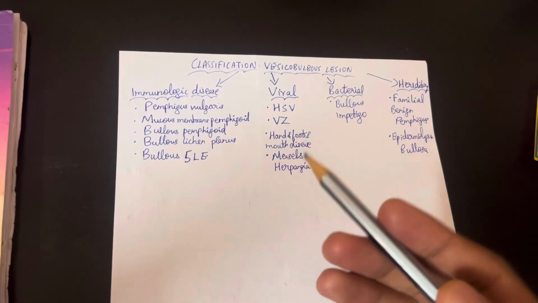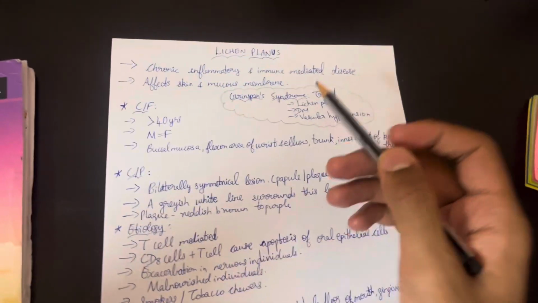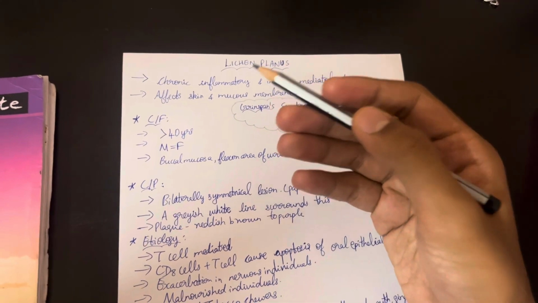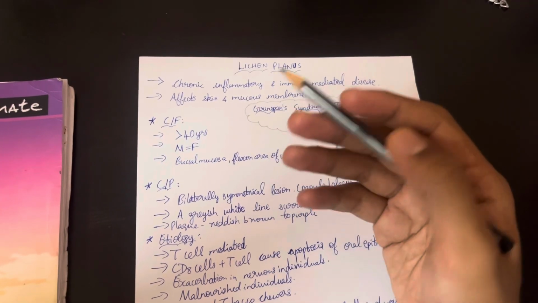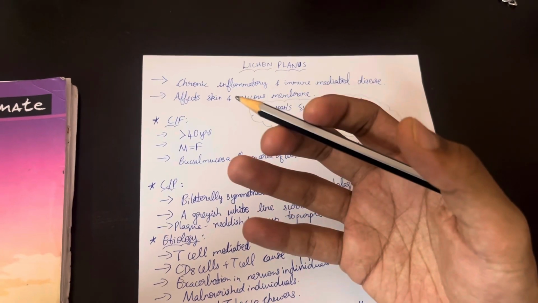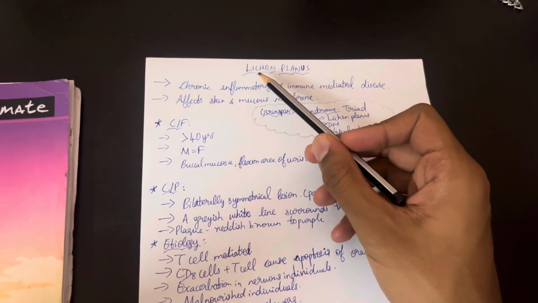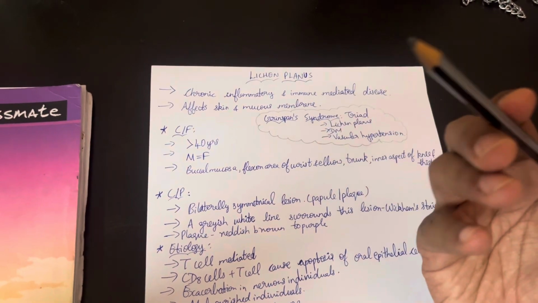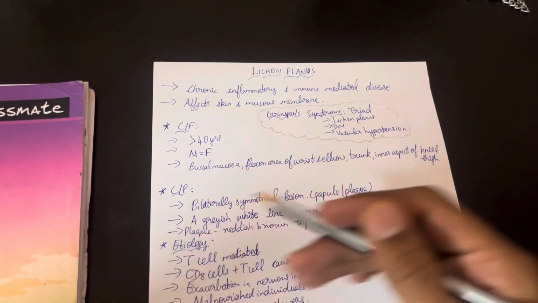Now let's see in detail about lichen planus. Lichen planus resembles the structure that grows over the rock, like a grass which grows over the stone. So it is basically algae in symbiosis with fungi. That's how it got the name lichen planus, where it occurs over the skin and the oral cavity. So it resembles a plant.